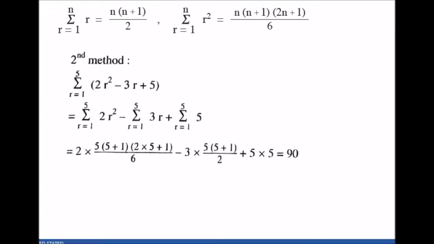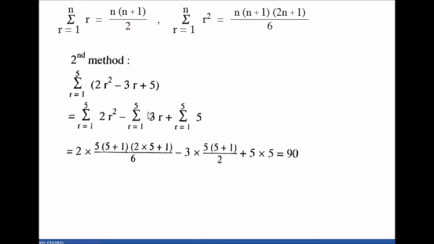The second method is by using the properties of series. Sigma from r equals 1 to 5 of 2r squared minus 3r plus 5. The first step is to separate the three terms of the expression into three separate summation notations. The first summation, sigma from r equals 1 to 5 of 2r squared. Put the 2 outside the summation. Sigma from r equals 1 to 5 of r squared. From the properties of summation, this is equal to n times n plus 1 times 2n plus 1 over 6. Put n equals 5, so 5 times 5 plus 1 times 2 times 5 plus 1 over 6.